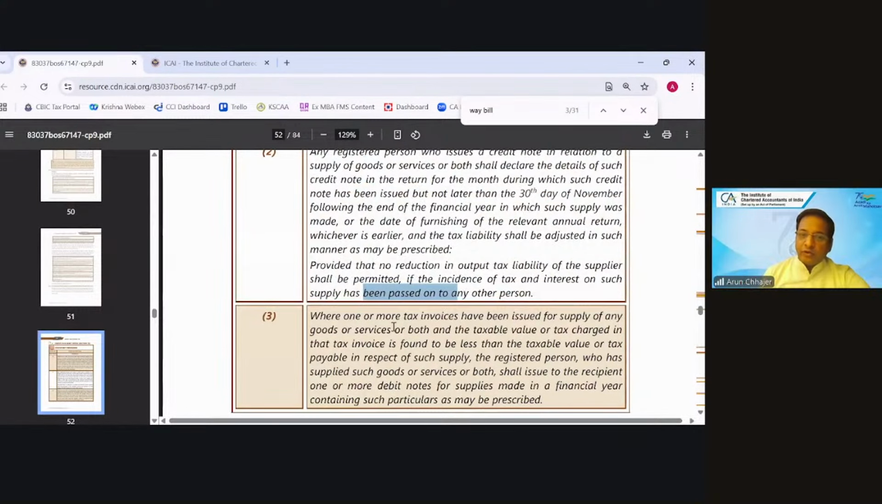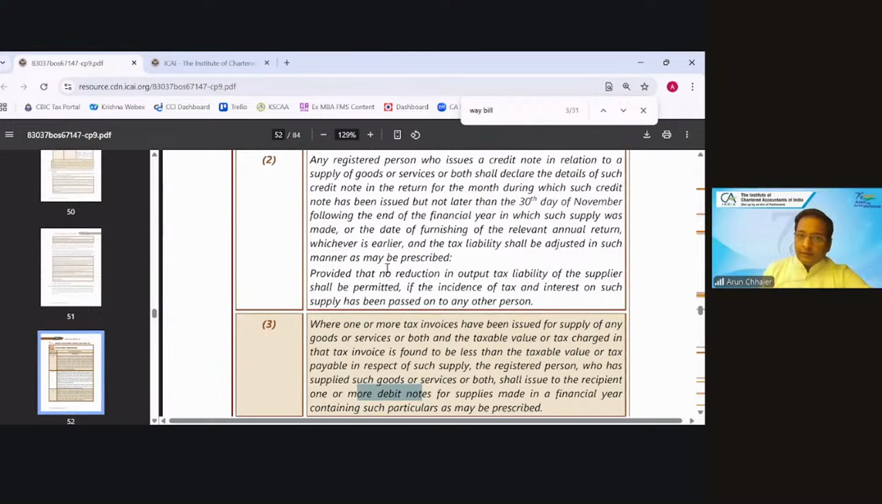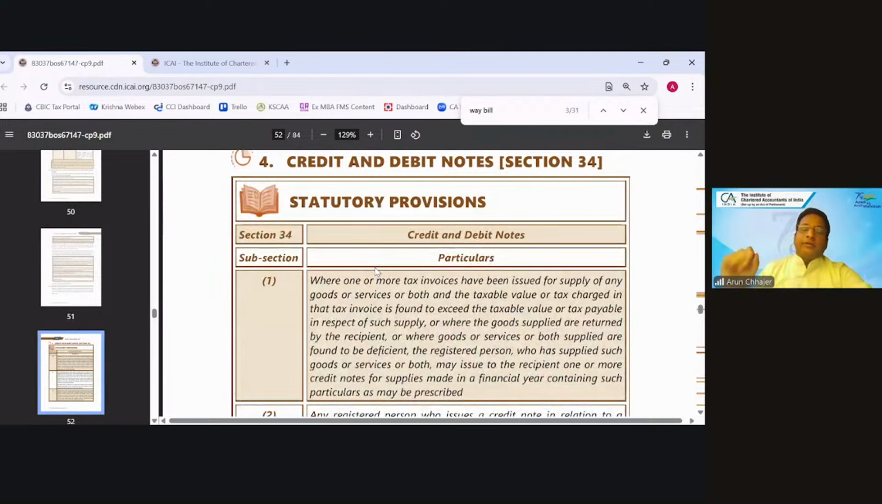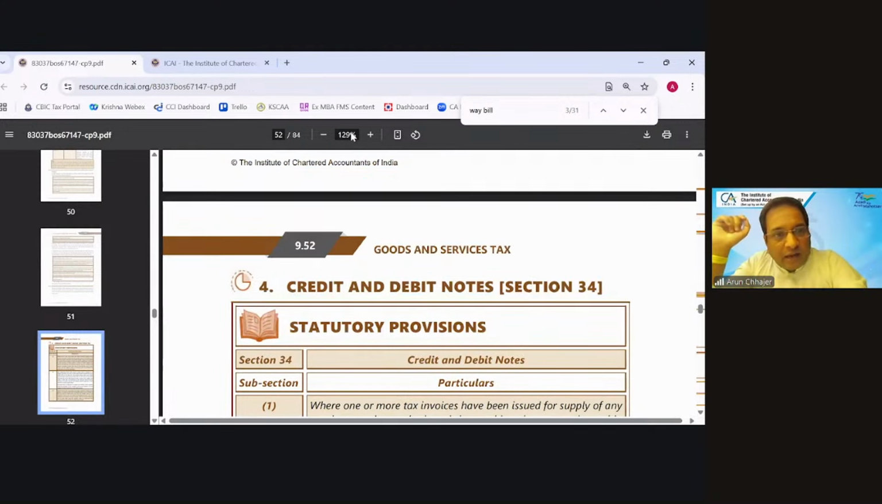Now, regarding the debit note, where one or more tax invoices have been issued of any goods or services, and the taxable value or tax is found to be less, then the supplier may issue the debit note. One point. Now, one more important point. I have 100 tax invoices and I'm giving you the credit note. Do I need to issue a credit note for each tax invoice separately, or can I issue one credit note?